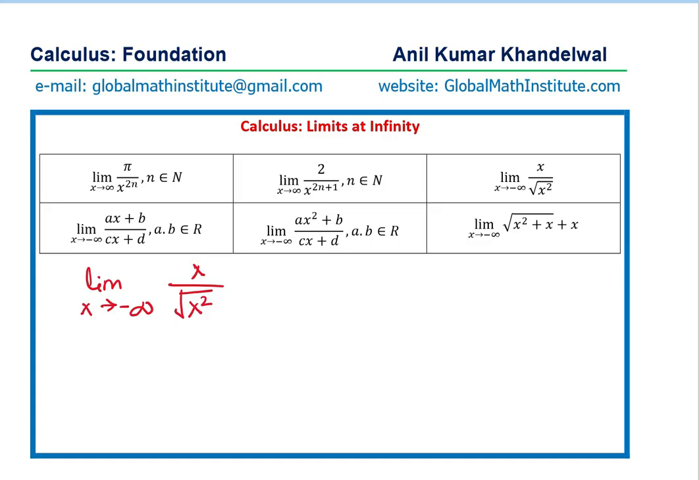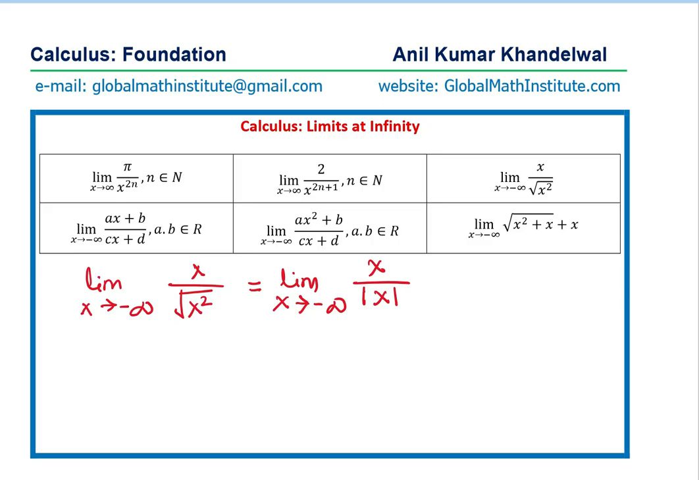Let me rewrite this as the limit when x approaches minus infinity of the given function, which here is x over the square root of x squared. Since the square root of x squared is always positive, you cannot write this as x. It has to be the absolute value of x, because the square root of x squared is going to be positive no matter whether the x value is negative or positive. You get the whole idea. So it is a positive value, and that's what it is.